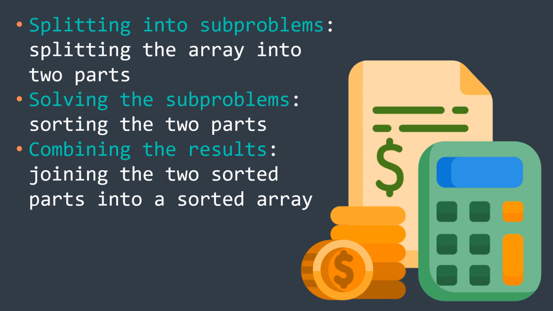We can know the cost of splitting the problem. In merge sort, it's n. We can also know the cost of combining the results. In merge sort, it's n. But solving the subproblems is done recursively, so we face the problem of not knowing the cost.